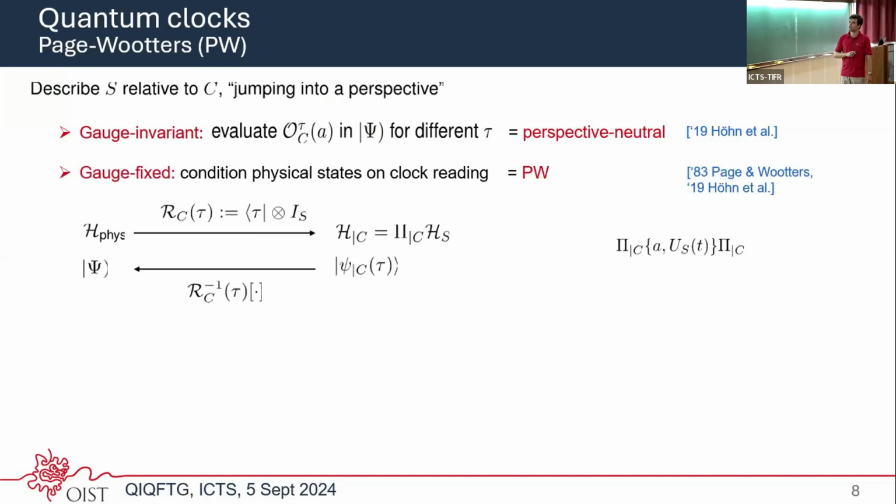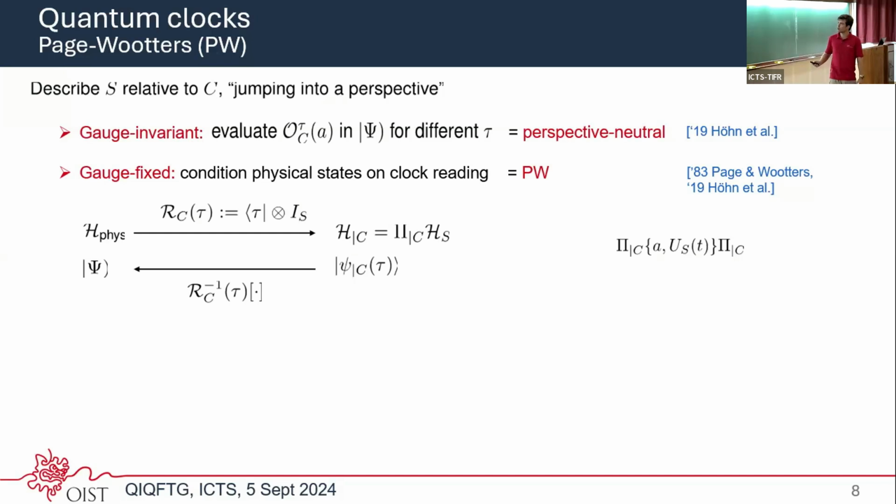Now, there's also a second way, which is important for the equivalence, namely the Page-Wootters way, which is more akin to a gauge fixing. That is, instead of considering these relational observables, we condition physical states on a certain clock reading. So we take a physical state on the left, and then we define a new state, this psi of tau, by just acting with the bra of the clock state on that physical state. And this is more akin to what we would call a relational Schrödinger picture, because now you're looking at relational Schrödinger states, where psi is the state of the system when the clock reads tau.